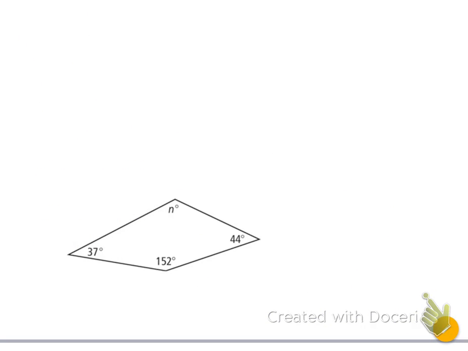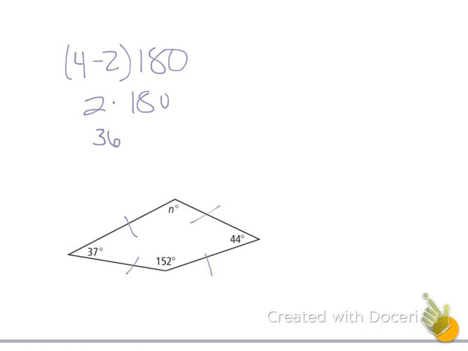Okay, my next one. They're not all the same, so I'm just finding my total and then taking away the ones I do have. So we have 1, 2, 3, 4 sides. So I'm doing 4 minus 2 times 180 to find my total. 4 minus 2 gets me 2. 2 times 180 gets me 360. So I have 360 degrees to share between all of these.